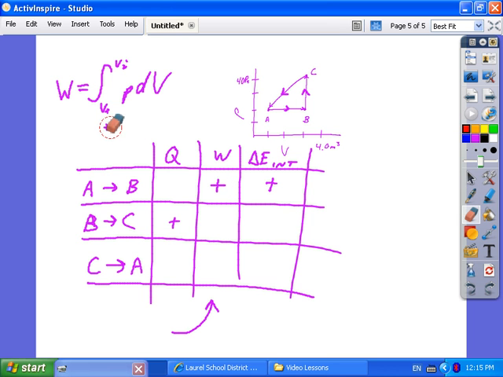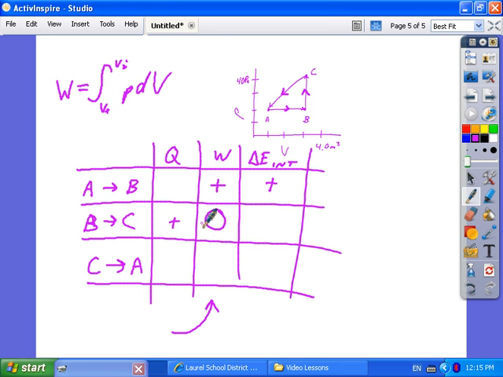Now let's look at the other situations here. From B to C, notice that the volume stays exactly the same. So VF and VI are going to be the same value. Anytime you take any number and subtract it from itself, you're going to get zero. So VF minus VI equals 0 in this case.